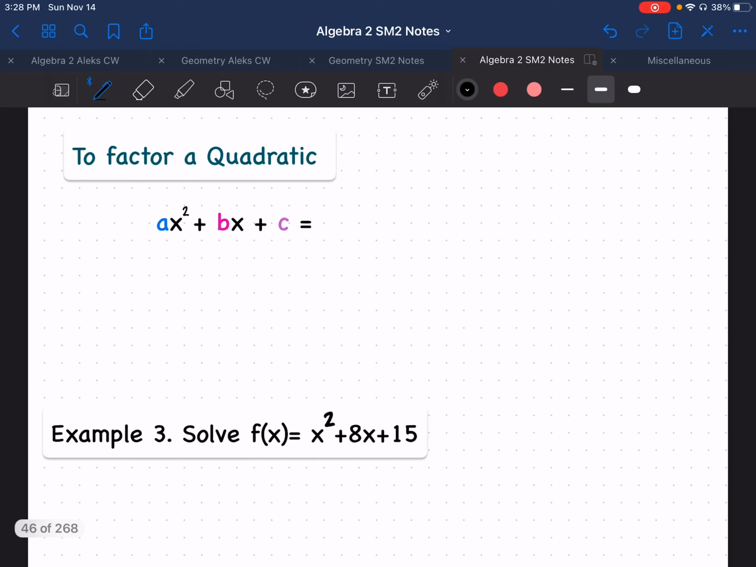All right, so let's talk about factoring a quadratic. To factor a quadratic, we're going to take our quadratic in this form and we're going to factor it into this form.